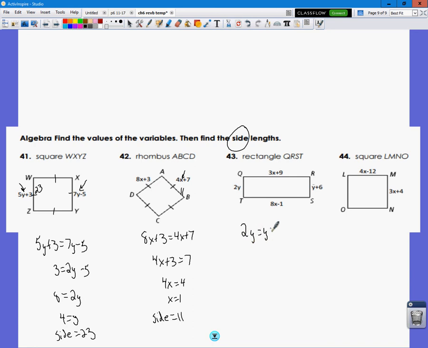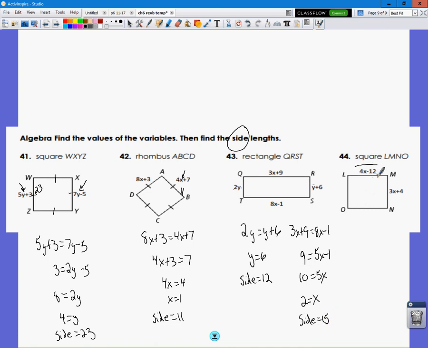2y would be equal to y plus 6. Subtracting y, y equals 6. If I plug that in, 2 times 6 is 12. So the short side on this rectangle is going to be 12. And if I look at the longer side, I'd have 3x plus 9 equals 8x minus 1. Subtracting 3x, 9 equals 5x minus 1. Adding 1, 10 equals 5x. Dividing by 5, x is 2. Plugging that back in, 3 times 2, 6 plus 9 is 15. So the longer side of this rectangle would be 15.